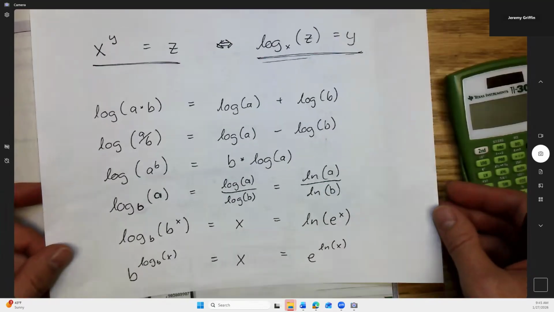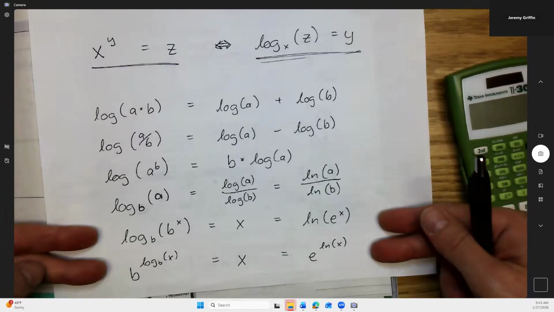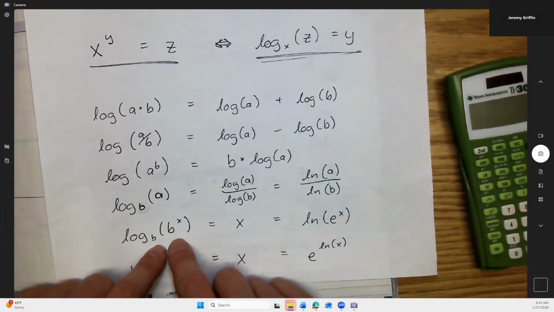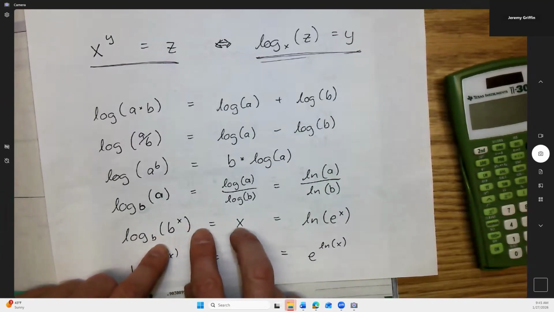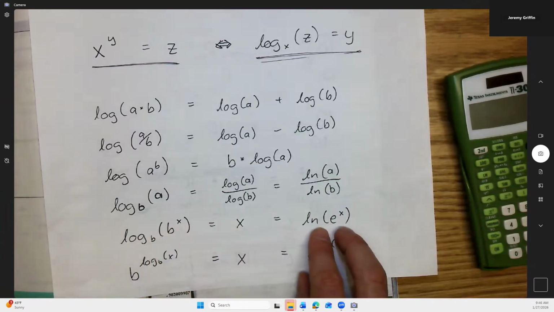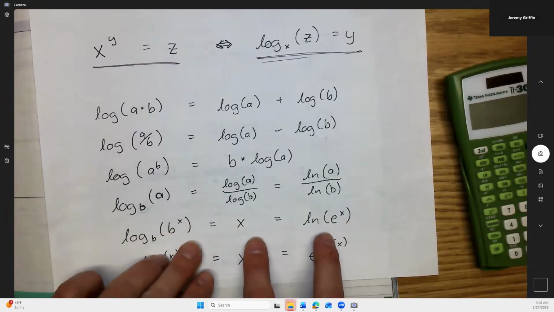All right. Here's another couple rules that are pretty handy. If you ever happen to see log base b of b to the x, for example, log base 10 of 10 to the 3 is just 3. It's whatever this x is right here. If you see natural log of e to the x, that's also just x. It's a variation of that.